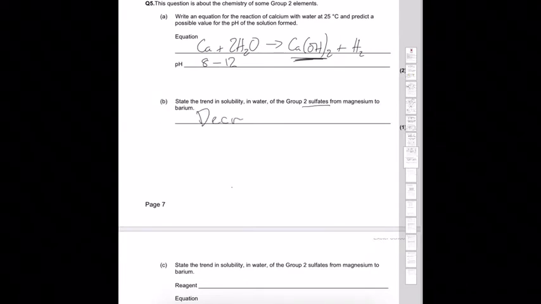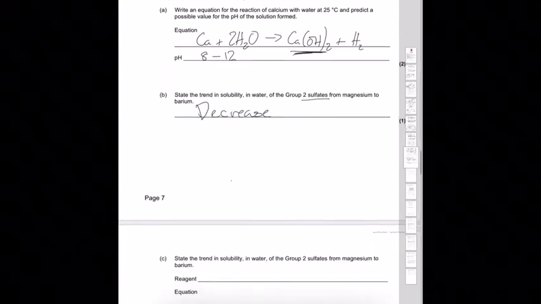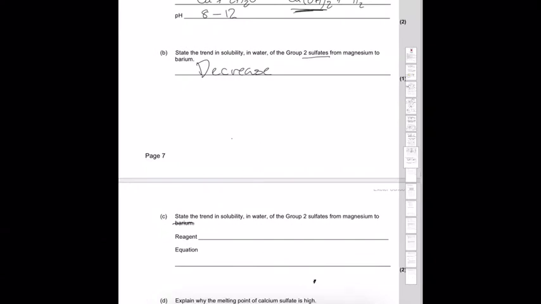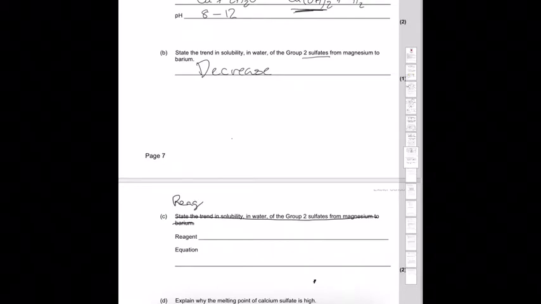What is the trend in solubility in the water? Well, it decreases. Barium, remember, is very insoluble. Now, this question was written incorrectly. Sorry about that. It was an old version of the test, and it shouldn't have been there.